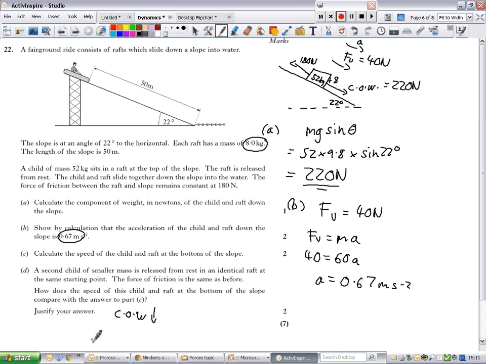So if the component of weight is less, you look at how that affects the unbalanced force. If friction is the same as before, then your unbalanced force will be less. If the unbalanced force is less, then it's going to affect the acceleration, so the acceleration goes down. If acceleration goes down, something speeds up less quickly, which means your speed at the bottom of the slope goes down. So again, 4 quantities, 4 arrows, half a mark each if you can transfer that into a written answer.